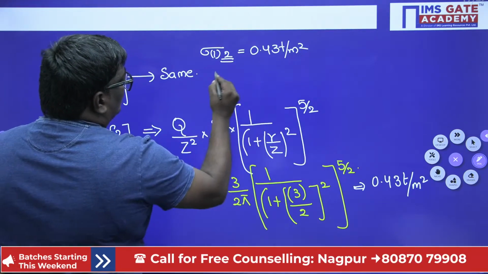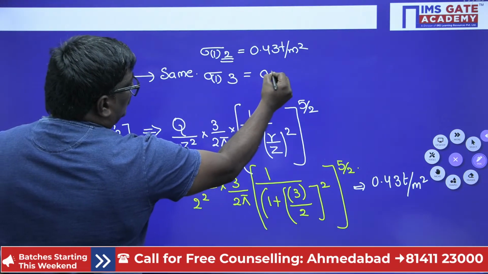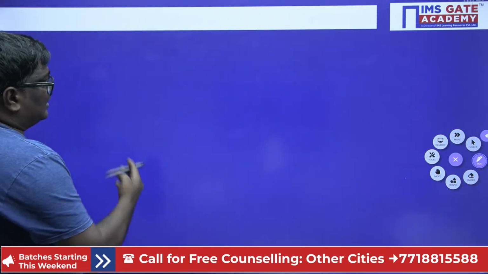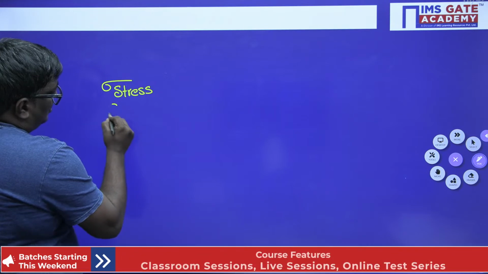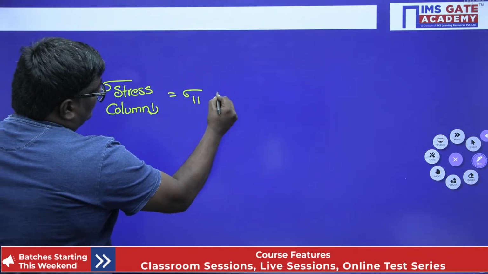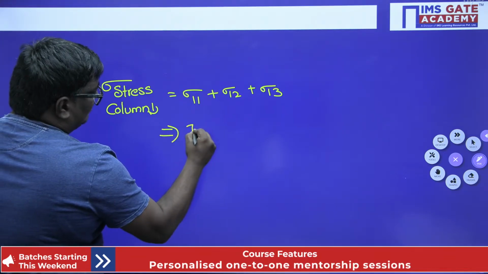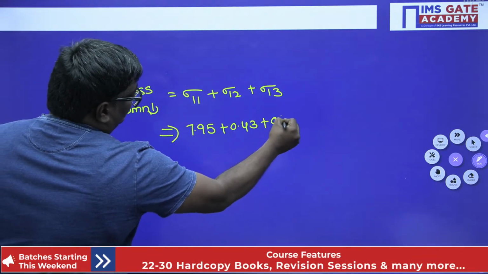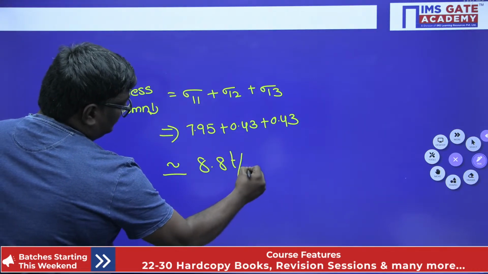And similarly, the stress on column 1 due to load 3 is also 0.43 ton per meter square. So if you want to find out the stress on column 1, you can write it as sigma 11 plus sigma 12 plus sigma 13. Here you can write it as 7.95 plus 0.43 plus 0.43. If you see, this will be roughly 8.8 ton per meter square.